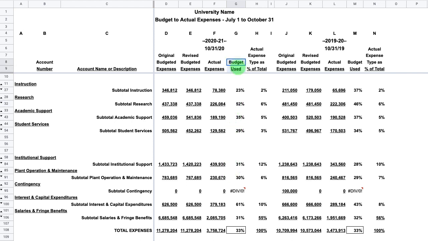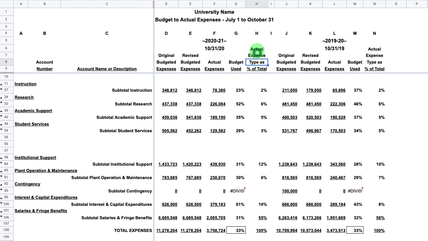So the budget used percent is how much in actual expenses has been used against the budgeted amount. So 78,000 divided by 346,000 is 23%.